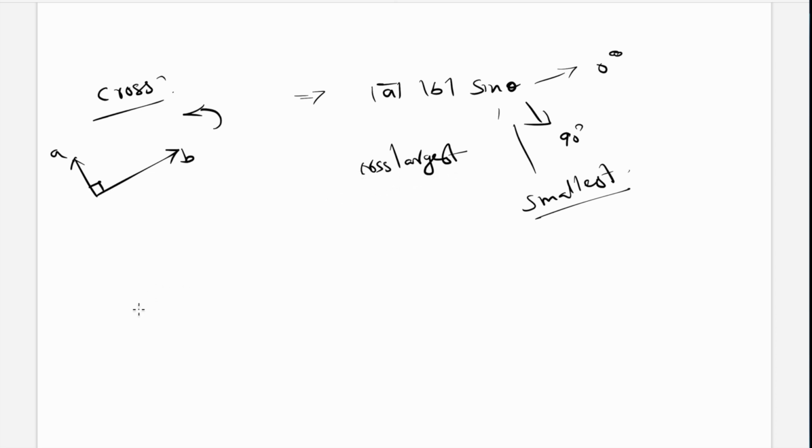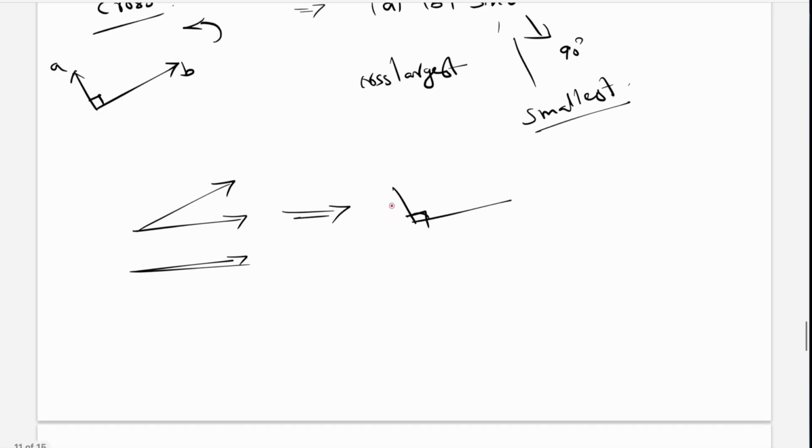Okay, if the vectors are in the same direction, then the dot product will be the largest. Or if the vectors are in opposite directions, then the cross product will be the largest. I hope you understand. Okay, so as I said, I will explain it again, in brief.